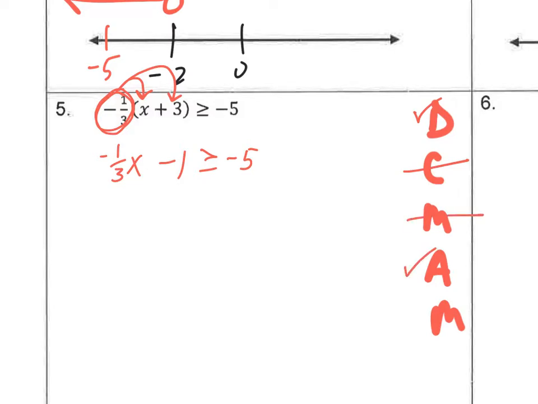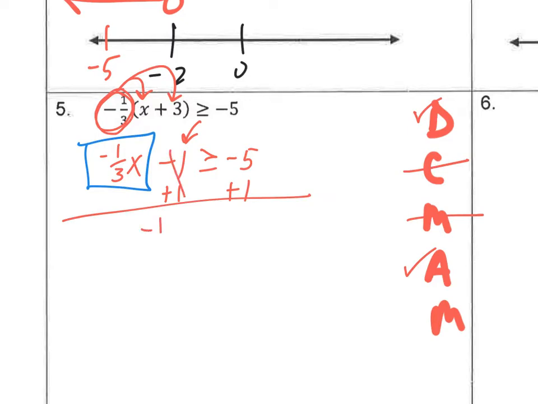So remember that we're trying to isolate this variable, which means we're trying to get x by itself. That means I need to move the minus 1. The opposite of subtracting 1 is adding 1. So I add 1 to both sides, and I get negative 1/3 x is greater than or equal to negative 4.